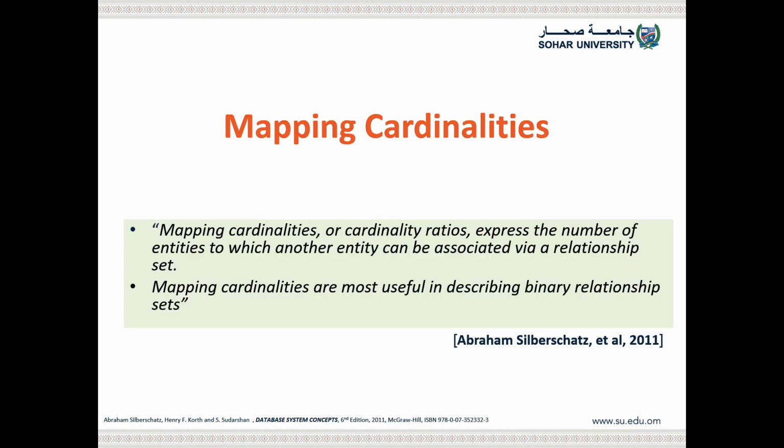Okay, so mapping cardinalities means how each entity relates to the other entity. They tell you here they are most useful in describing binary relationships. Binary relationships.